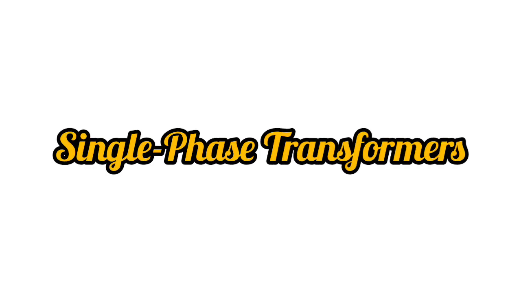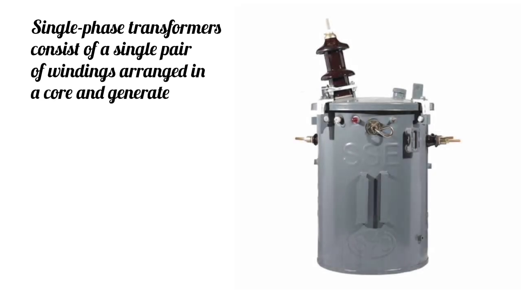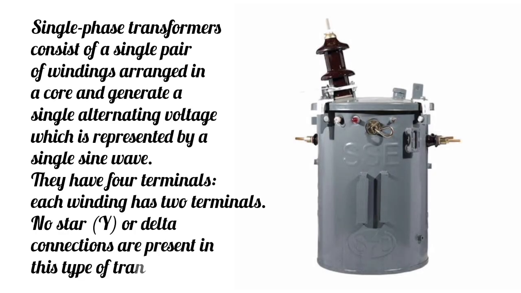Single-phase transformers. Single-phase transformers consist of a single pair of windings arranged in a core and generate a single alternating voltage which is represented by a single sine wave. They have 4 terminals. Each winding has 2 terminals. No star, Y, or delta connections are present in this type of transformer.